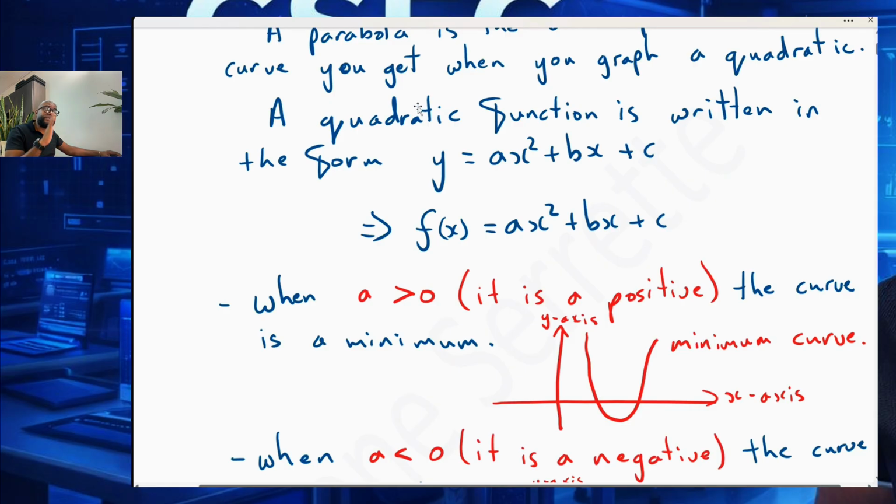A quadratic function is written in the form y is equal to ax squared plus bx plus c. But I want you all to also note that y and f(x) mean the same thing, right? They are equal. A quadratic function can also be written as f of x is equal to ax squared plus bx plus c. Everybody clear there?